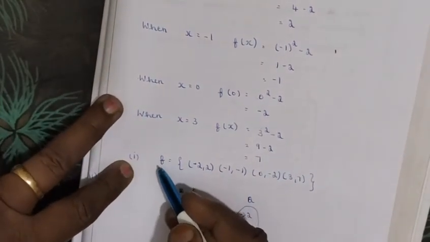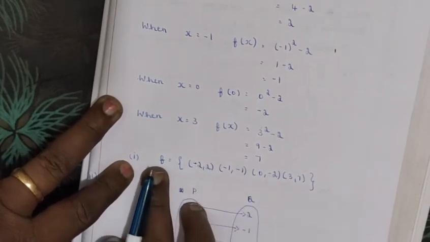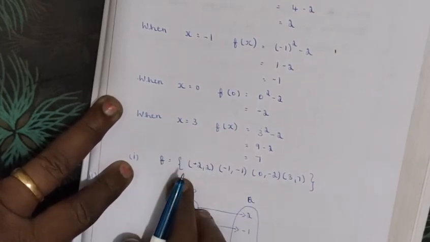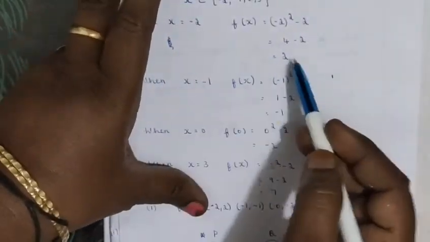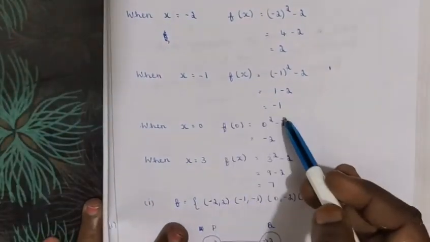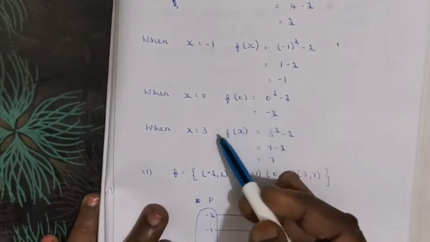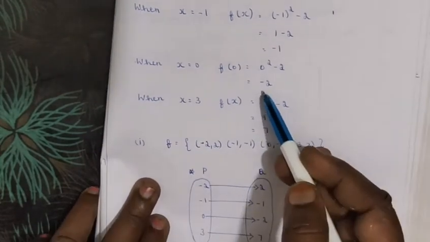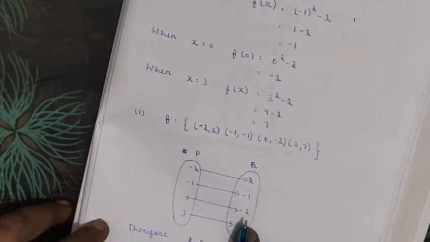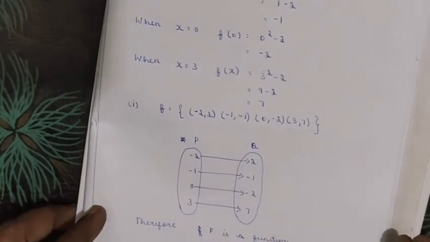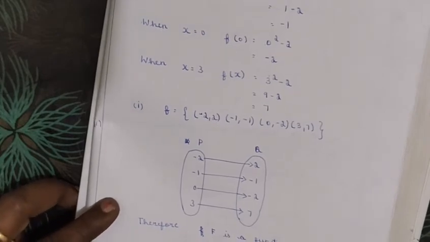So, when we write f, it means set notation. So, (minus 2, minus 2), (2, minus 1), (minus 1, 0), (3, 0), (minus 2, 3), (7). So, they have asked us to find domain, codomain and range.